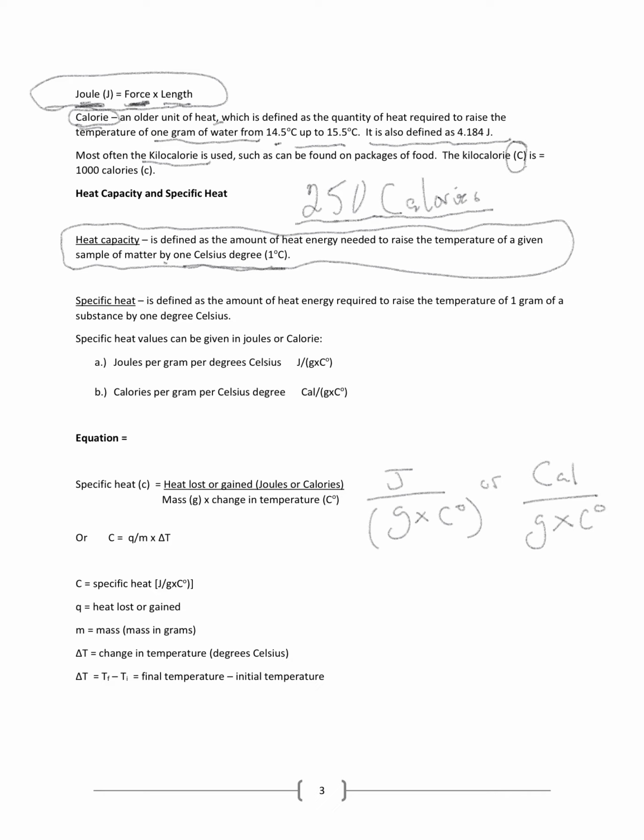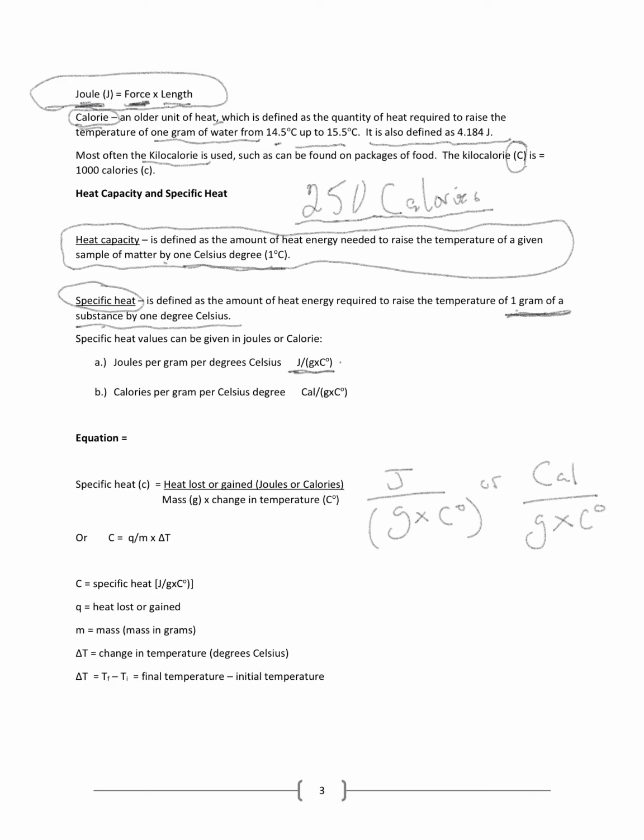And specific heat is defined as the amount of heat energy required to raise the temperature of 1 gram of a substance by 1 degree Celsius. And if you notice over here, we're talking about 1 gram. Specific heat values can be given in joules or calories. So joules per gram degree Celsius, this is our formula.